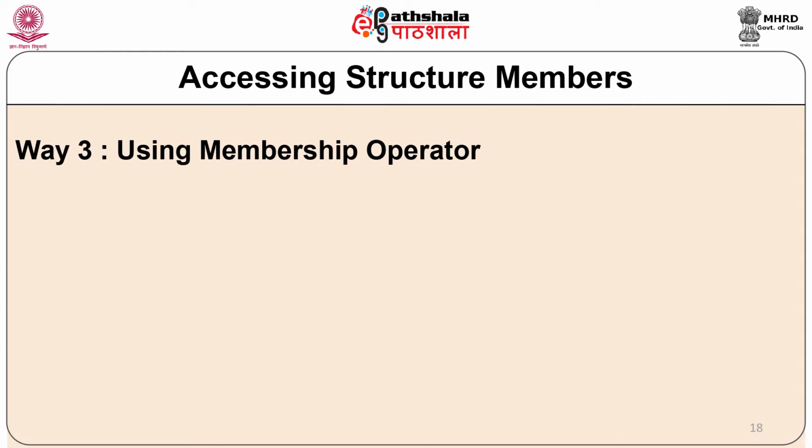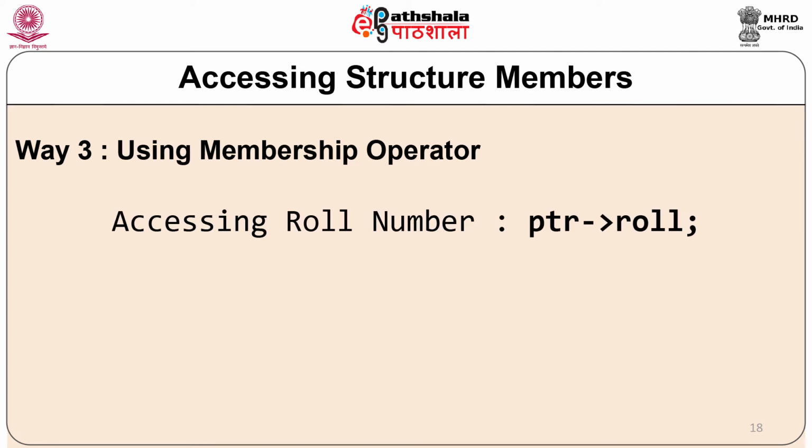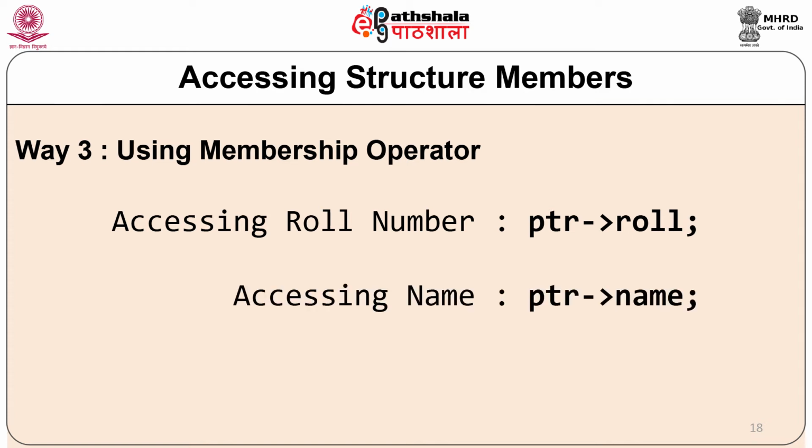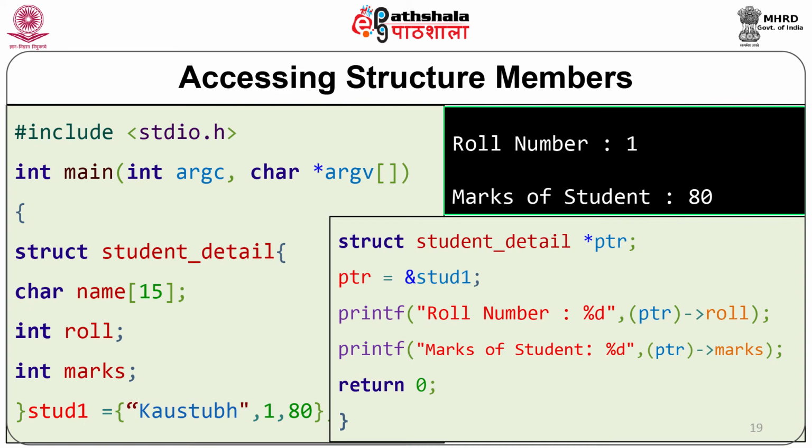Let us see the third way of accessing structure members. In this we are using the arrow for accessing structure members. Accessing roll, accessing name: pointer arrow name. Here we are using the arrow for accessing structure members. This is the example of the third way of accessing structure members using the arrow.